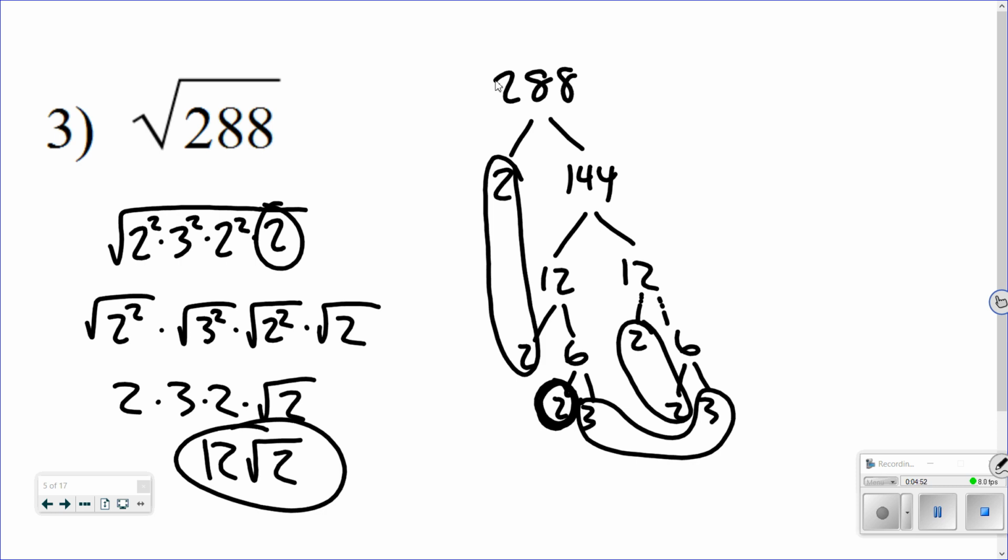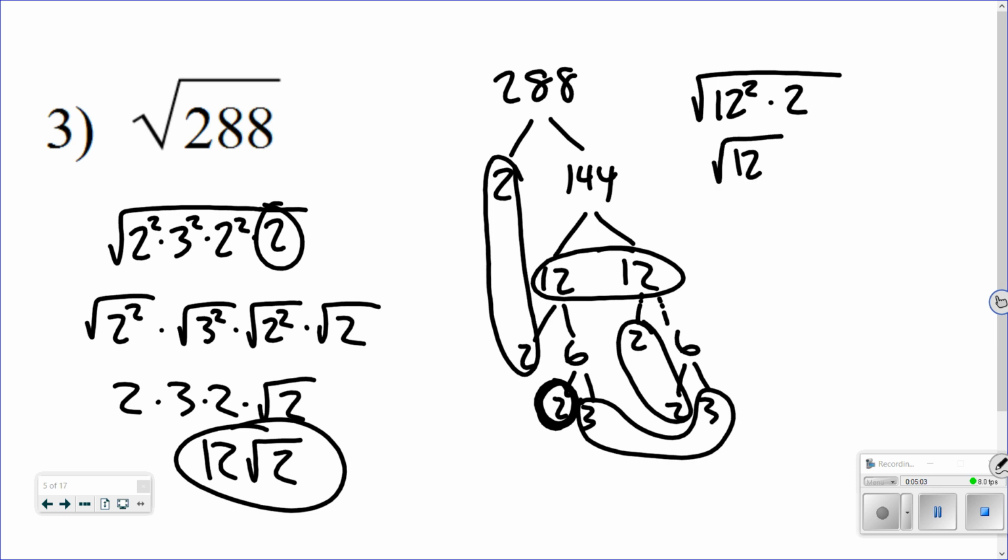By the way, if I come back up here, if I had noticed right here that I had a pair of 12s, I could have just stopped right there and left it as 12 squared times 2, and that comes out to be 12. That's a little simpler. So if you go along the way, even if you haven't factored it all the way, but you notice you have a pair of factors, you can stop right there.